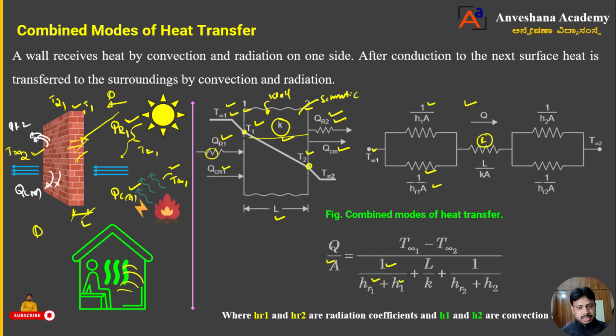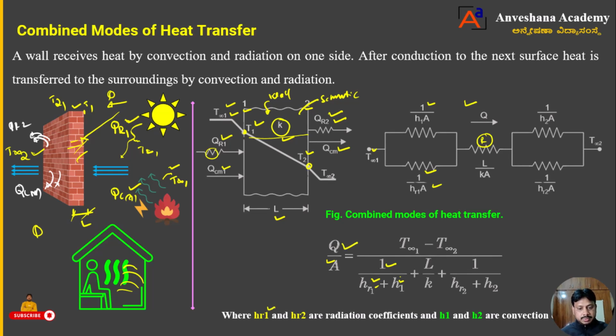That resistance I have already shown here now. 1 divided by HR1 plus H1, because A, I have taken it as common here now. So then 1 divided by H1 plus HR1, plus the resistance L divided by K, because A I have taken out, plus 1 divided by HR2 plus H2. This is nothing but calculating the combined modes of heat transfer for unit area.